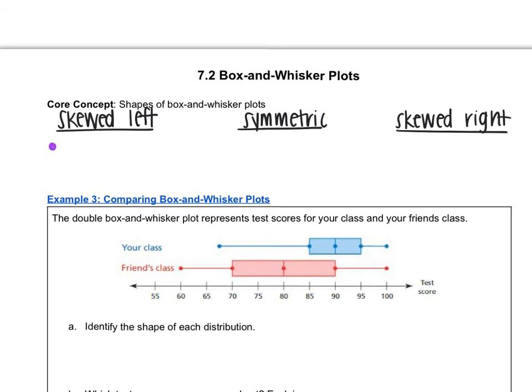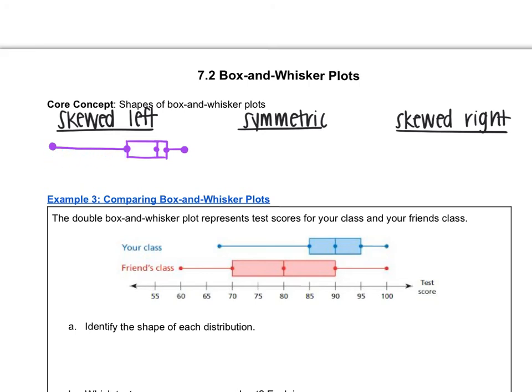It's going to have a longer whisker. Let me make that really obvious. A longer whisker on the left side, a box where the median is closer to the right, and a shorter whisker on the right. So do you see how skewed left has a longer whisker on the left? That means that most of the data is on the right, because 50% of the data plus another 25% of the data, 75% of the data is over here. This little box only has 25% of the data, this little line, but it's really spread out.